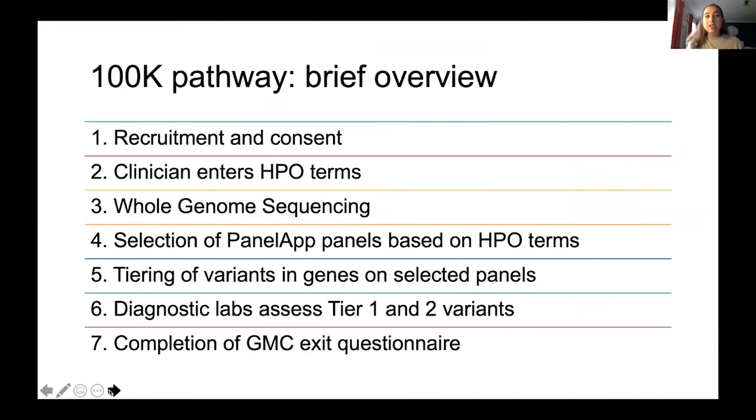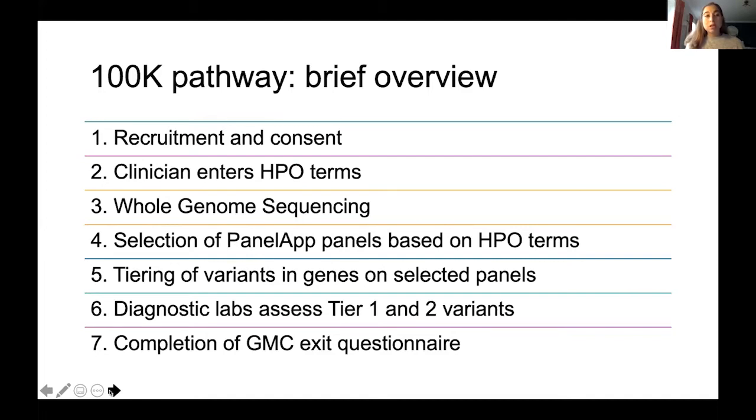I know this is a very well-educated audience about 100K, but I thought I would provide a very quick overview of how patients moved through this project to then explain our rationale for our research protocol. Patients were identified by NHS clinicians and underwent a consent procedure and were recruited to the study either in the rare disease arm or in the cancer arm of the project.